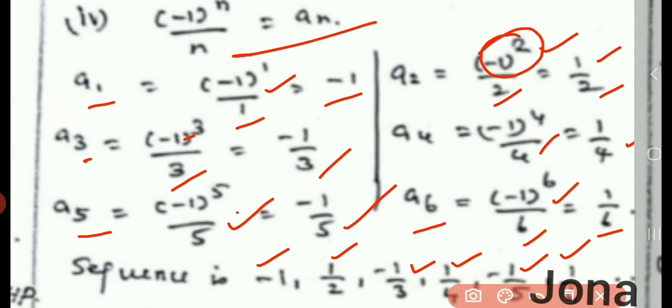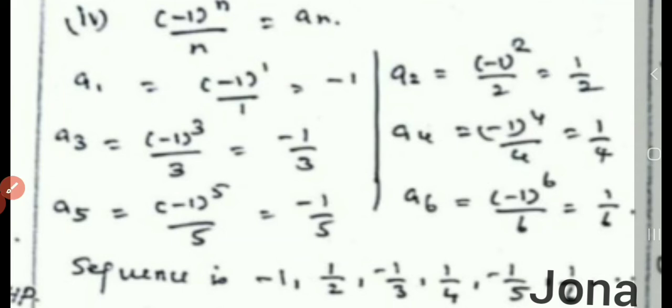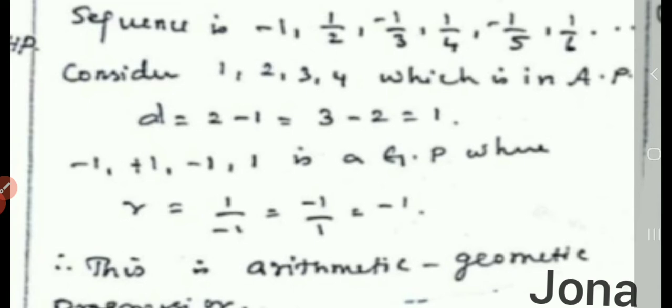Okay. So now we want to classify the sequence. Look at the denominator. The denominator is 1, 2, 3, 4, etc. So we can find d equal to T2 minus T1, isn't it? That T2 is 2 here. So 2 minus 1 is 1 here, and 3 minus 2 is also 1. So the common difference is 1 at the denominator.